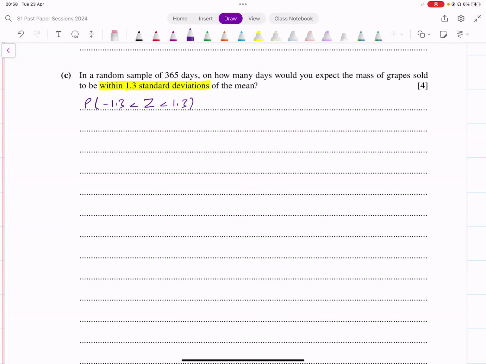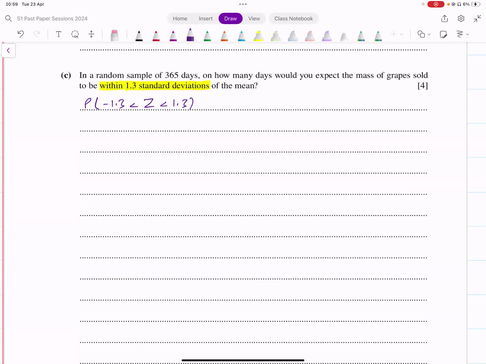Now, if you understand it, that's great. You could use it directly. If not, you could convert it. So we're talking about 1 day for now, right? Forget about 365 days. We'll deal with that at the end. Talk about 1 day first. On 1 day, what's the probability of the number of grapes sold being within 1.3 standard deviations? If you understand the concept of Z value, you could write it directly like this.